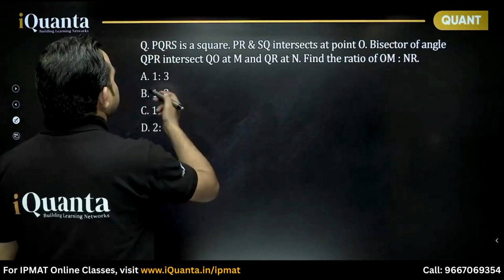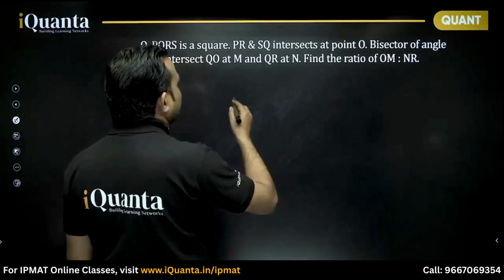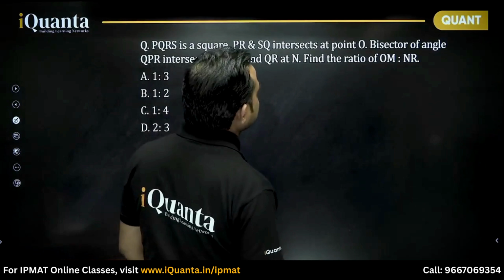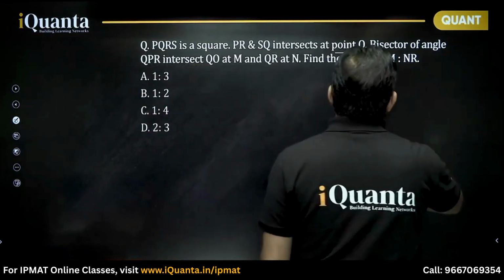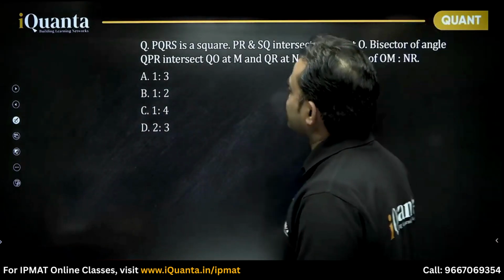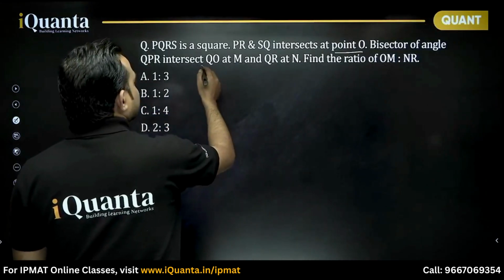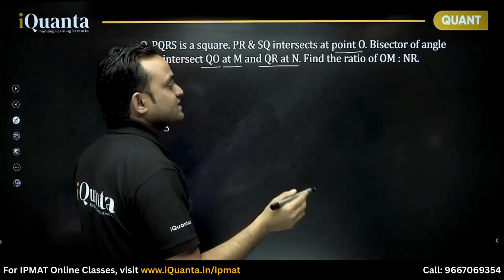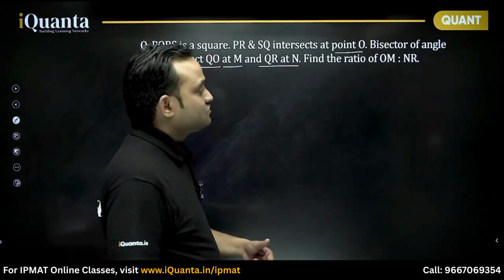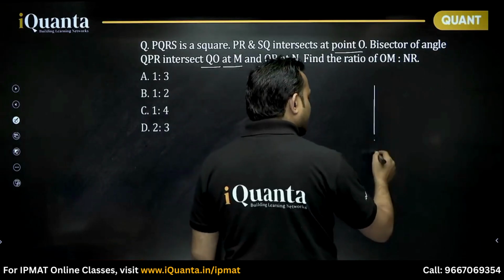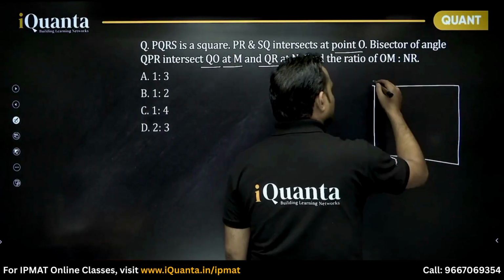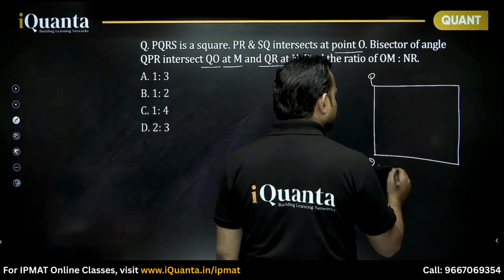Next question, it says PQRS is a square, PR and SQ, both are the diagonals, intersect at point O. Bisector of angle QPR intersects OQ at M and QR at N. Find the ratio of OM to NR. So let's try to draw the figure and try to understand what is being asked here. So this is a square PQRS.